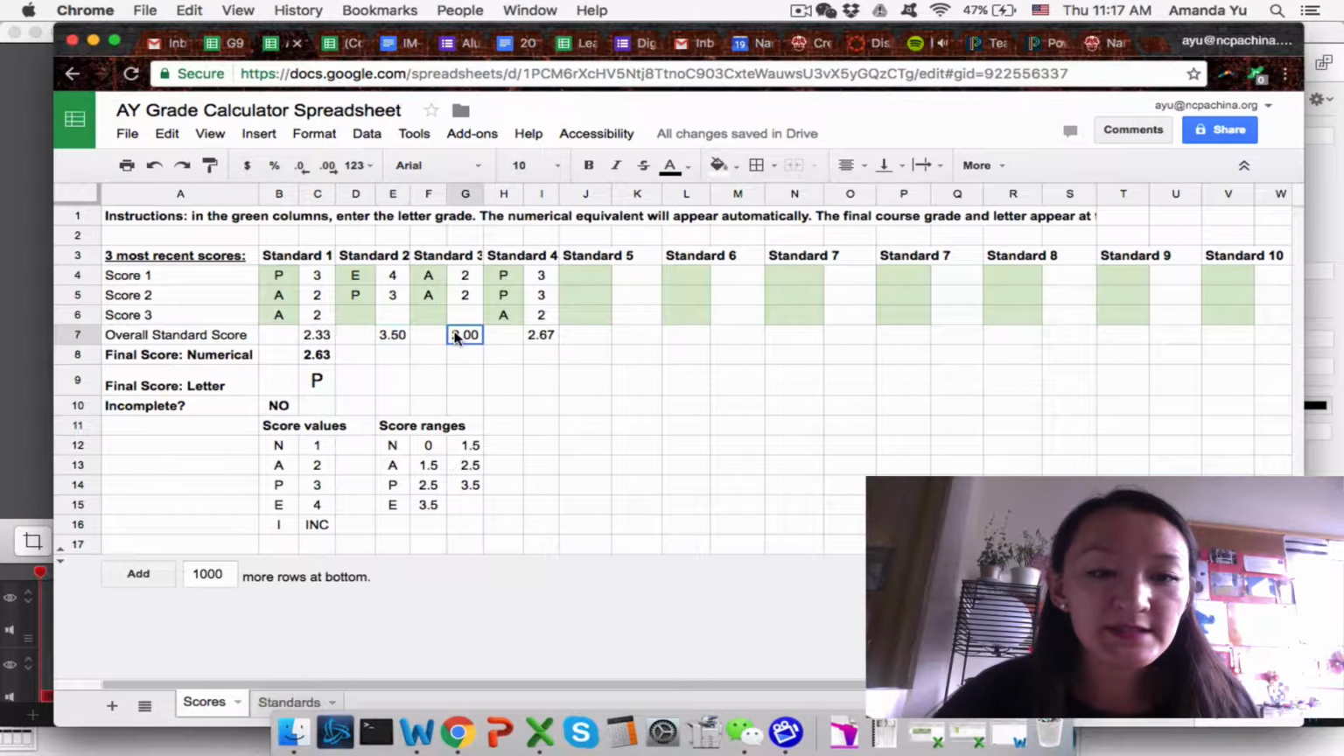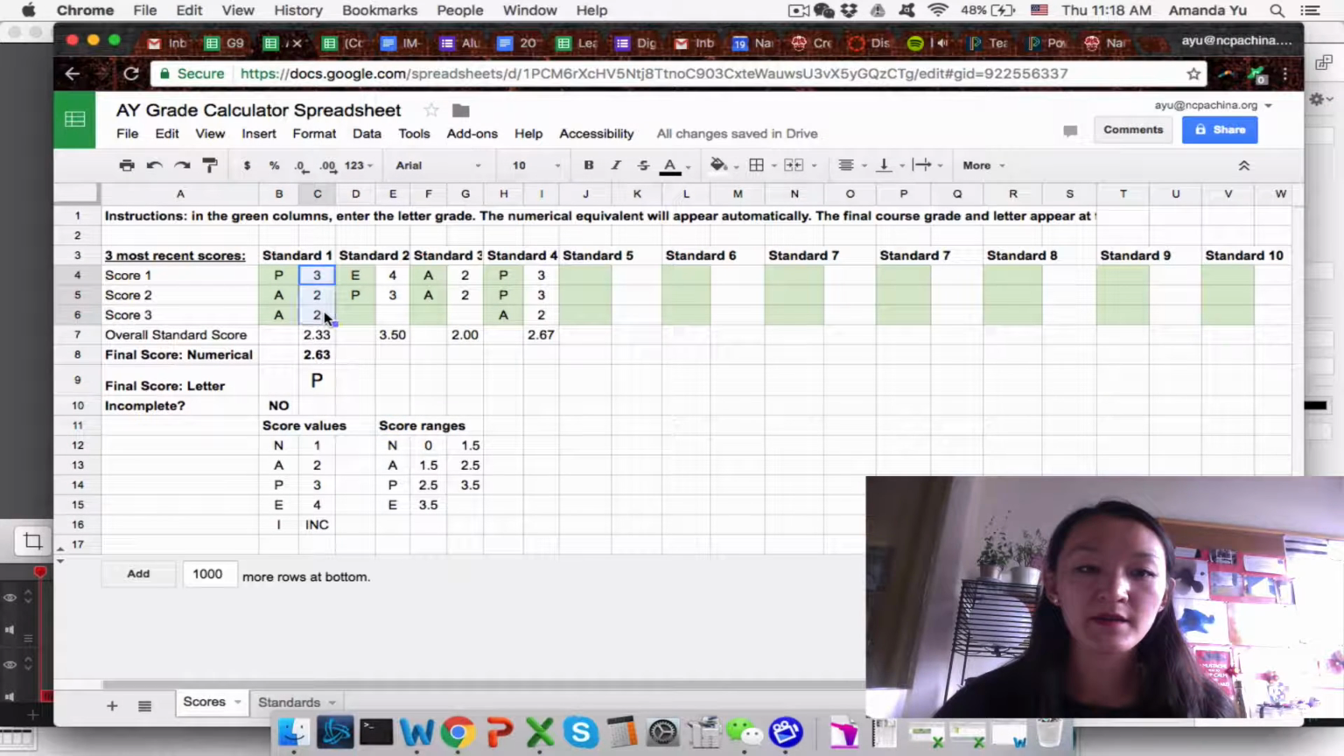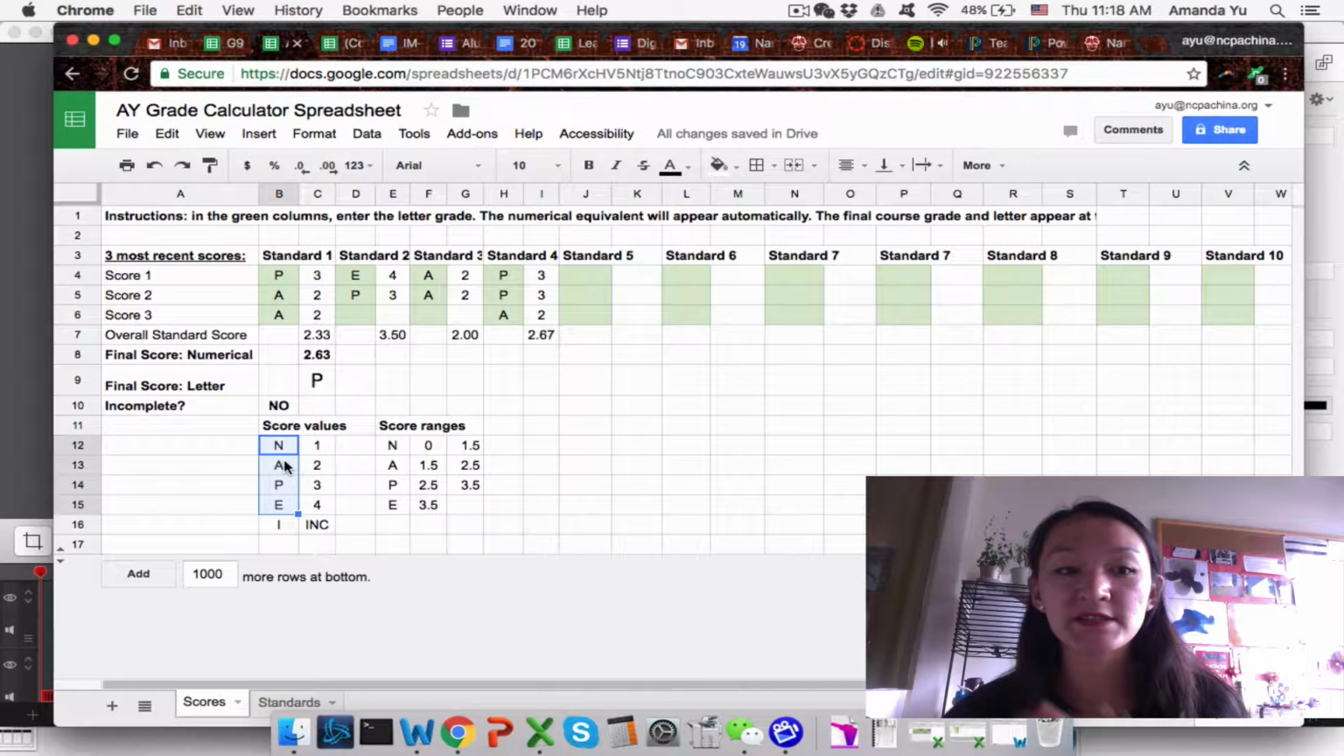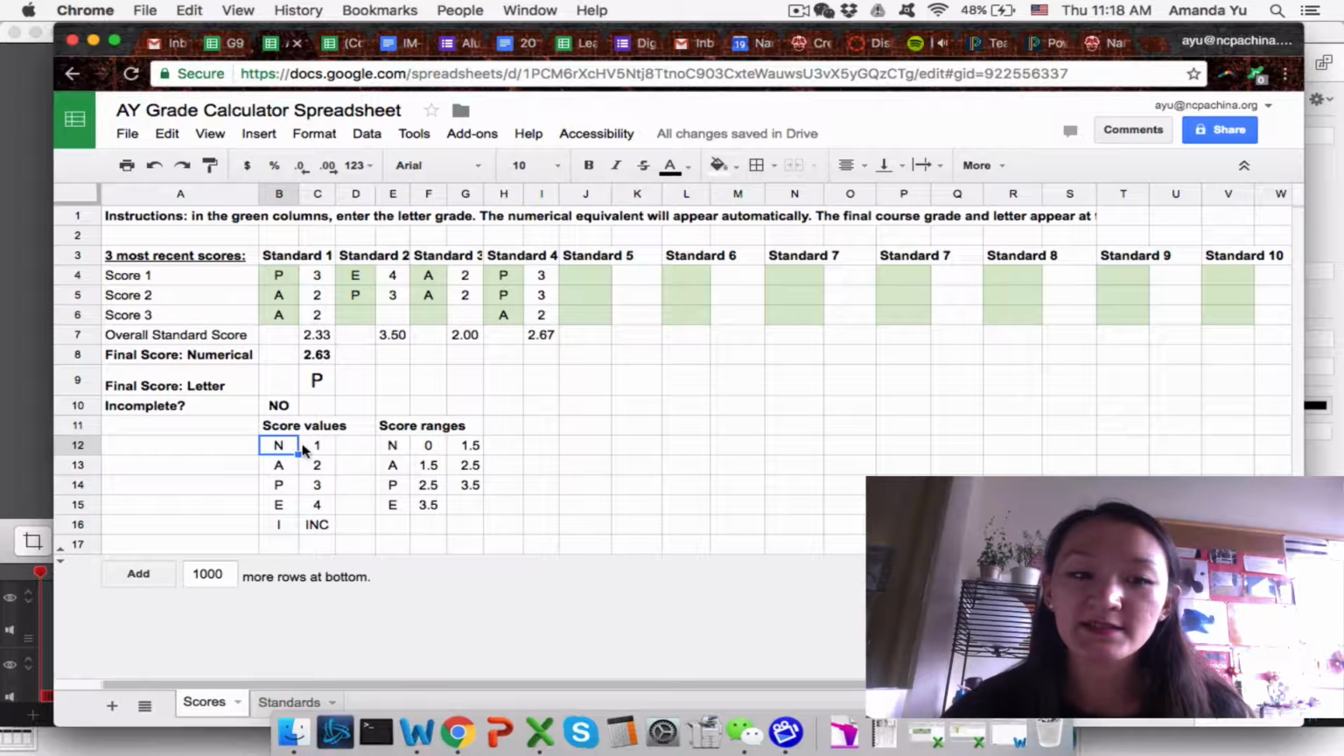So you'll see that what this does in the sheet is that it just takes an average of these numbers. You'll see that there are numbers corresponding to the letters. And here's that table. Please keep in mind that these numbers only have to do with PowerSchool finding an average, because as you know, we can't really find an average of letters. So we need to convert letters into numbers. The easiest way to do that is to say 1 is N, 2 is A, 3 is P, and 4 is E. So you'll see here that the overall standard score is just an average of those 3 numbers, but basically it's an average of those 3 letters.